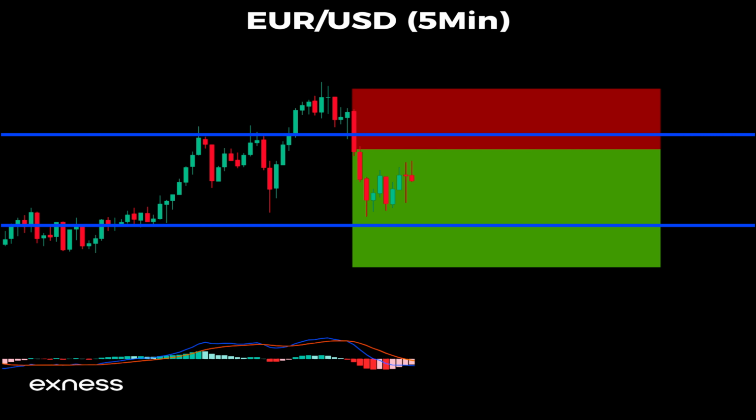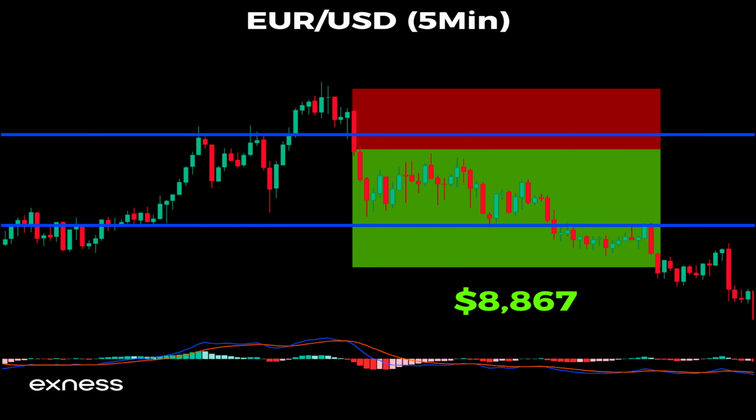Same process. Price drops immediately. No hesitation. No fake out. The kind of move where you set the trade and lean back because there's nothing left to do. It works its way down and cleanly hits the target.